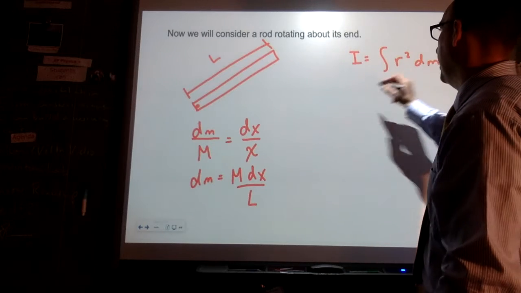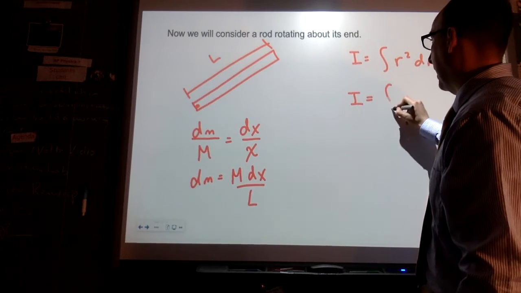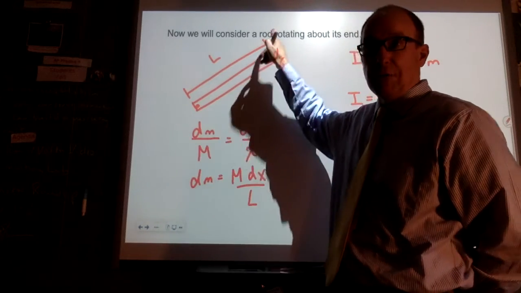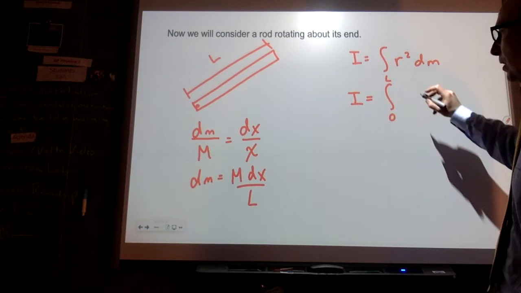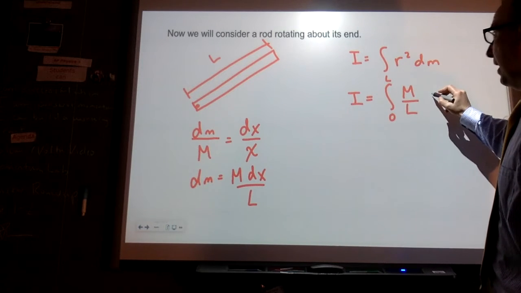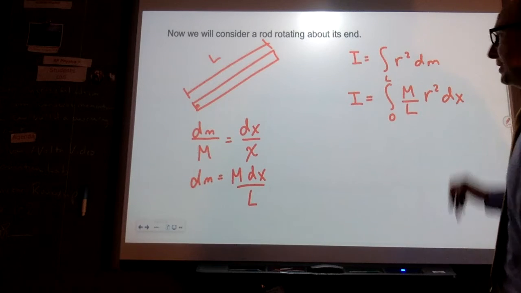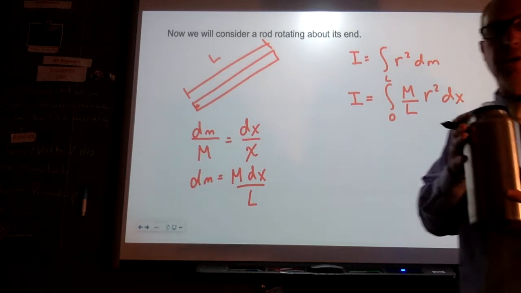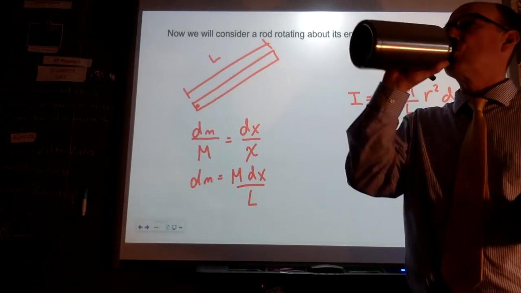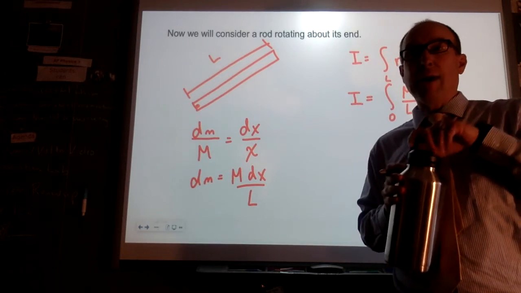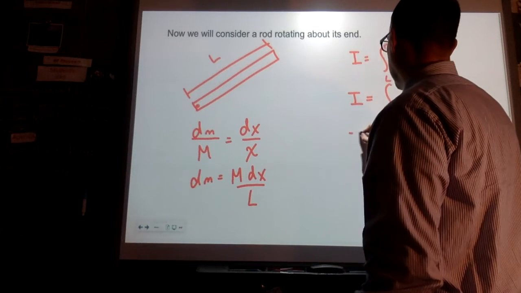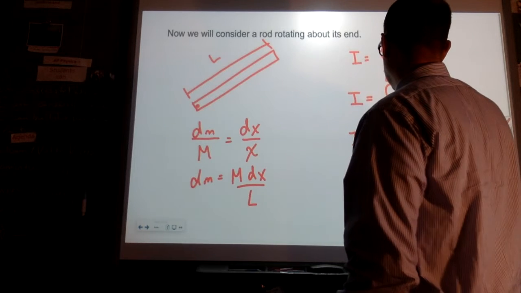So I'm going to substitute dm in here, and I'm going to get the integral from 0 to L. So I'm starting at the axis and going to an L distance away of M over L R squared dx. And really, R is a generic distance as well, so I'm going to make those x squared. Or I could make it R squared dr. It doesn't matter. I want it to be the same. So I'm going to take out what is constant.